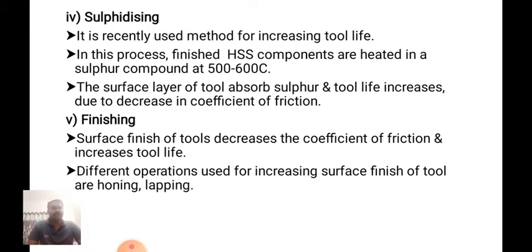In this process, the finished HSS component, that component means HSS tools, are heated in a sulfur compound, at 500 to 600 degrees Celsius. At that temperature, the surface layer of the tool absorbs the sulfur from the sulfur compound, and tool life increases due to the decrease in the coefficient of friction. Then finishing: surface finish of tools decreases the coefficient of friction and increases tool life.